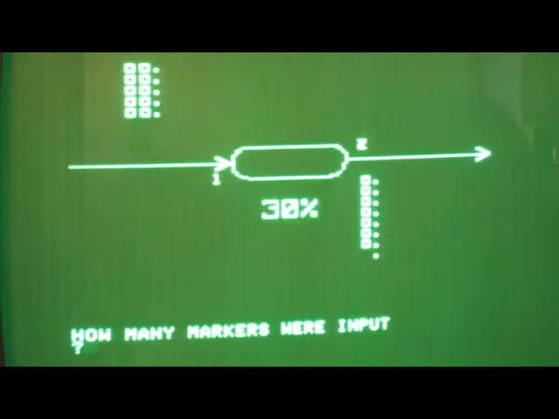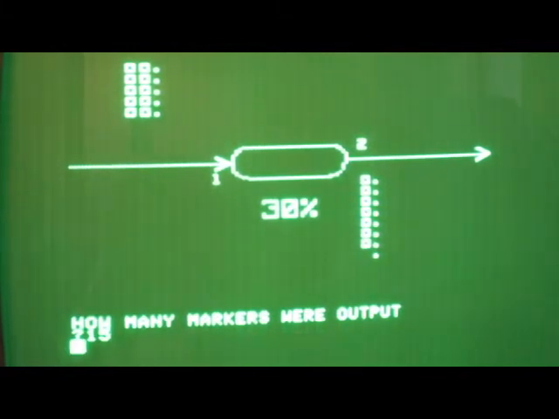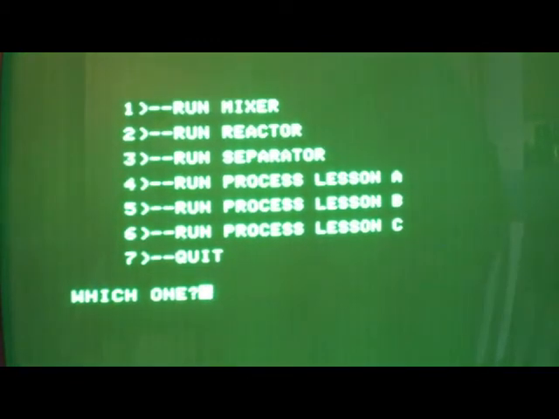How many markers were input? 10 plus 5 is 15. How many markers were output? 7 plus 8 is 15. And that completes the reactor.